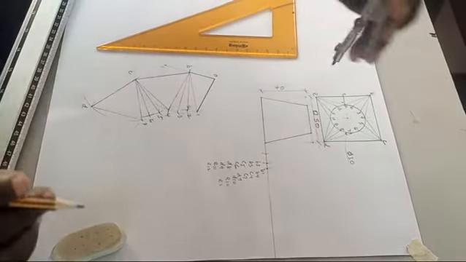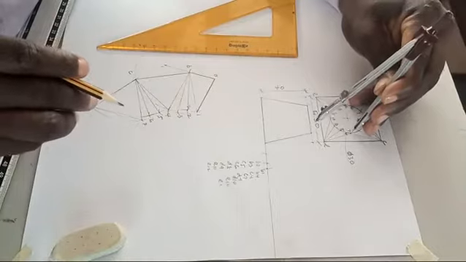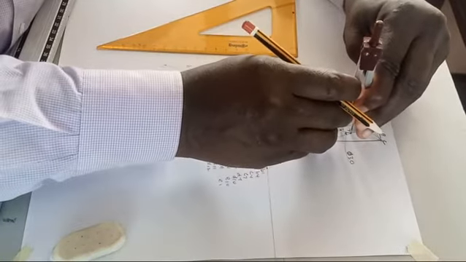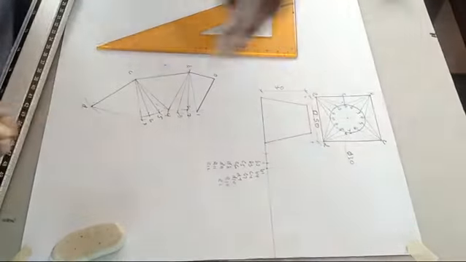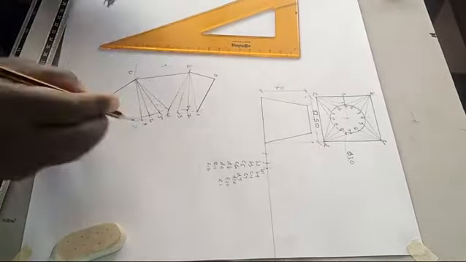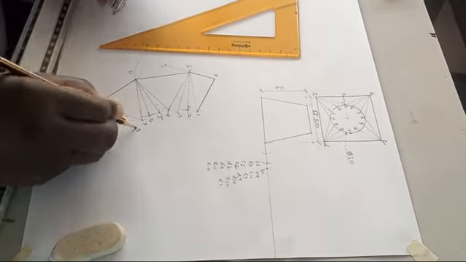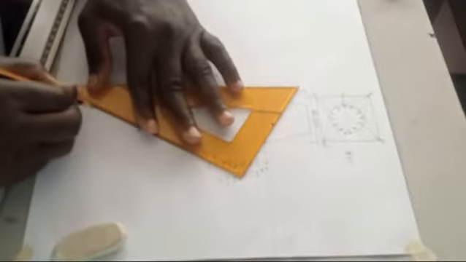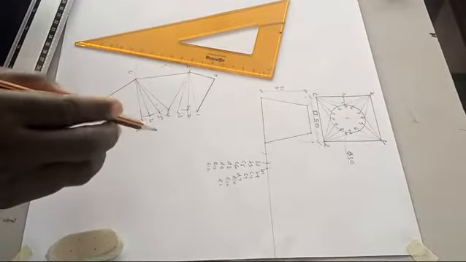Now go to 7 going to 8. This is 7 going to 8, like this. Put it on 7 and you mark arc to get our 8. So this is our 8, this point. So you can take it back to D like that.